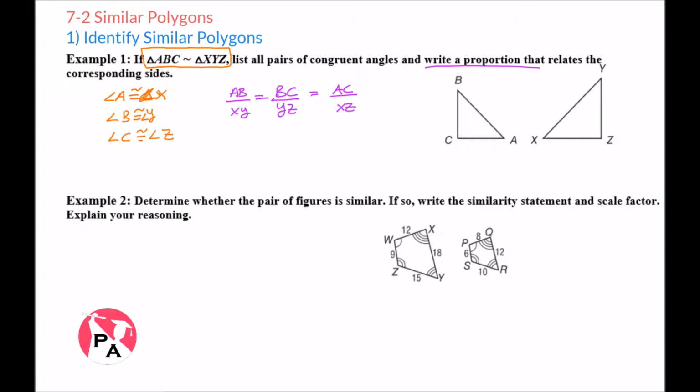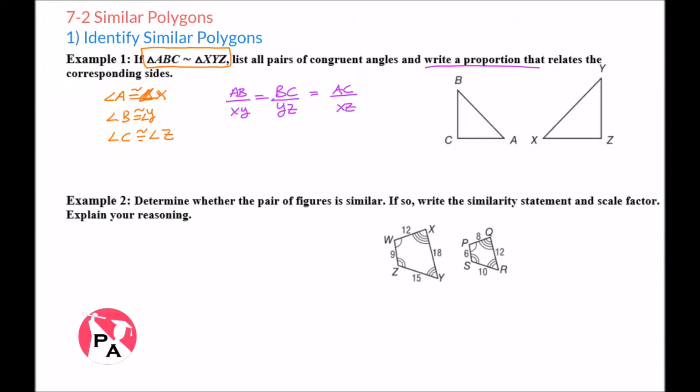It says determine whether the pair of figures is similar. So we have one pair of figures here. They have 4 sides, they're quadrilaterals. If they are similar, write the similarity statement and scale factor. Explain your reasoning. So let's get started by comparing the angles. We need to start with the angles. If we quickly look at the angles, W has one of these symbols, P has the same thing. So that means the angle measures are the same.